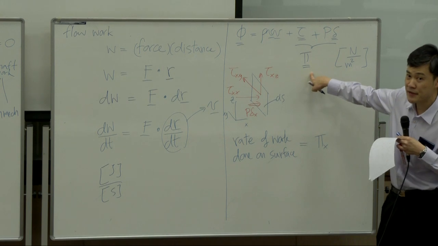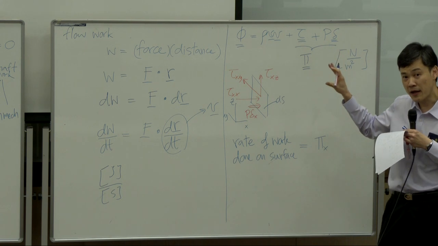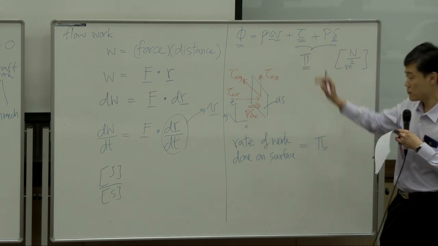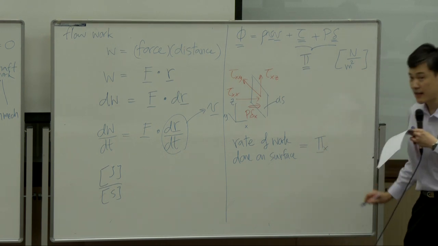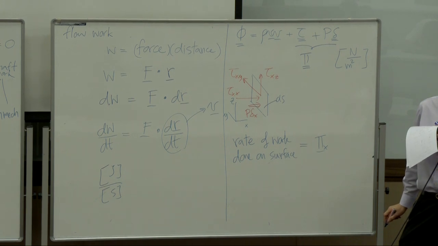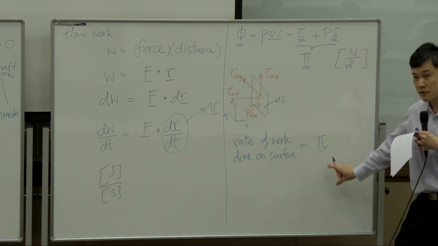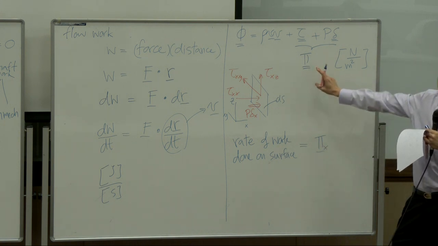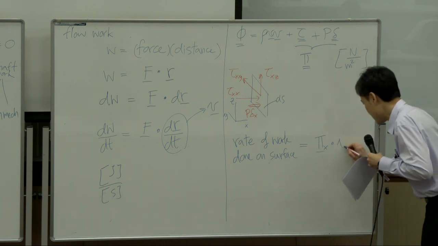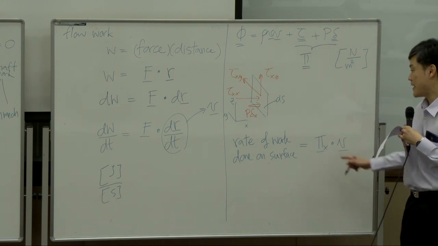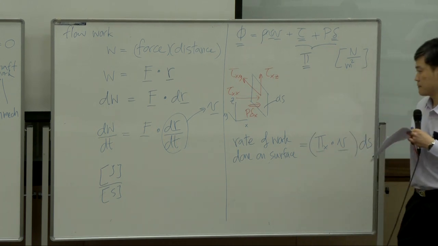Pi itself is a tensor. If you draw the tensor as a matrix, you get a 3x3 matrix. If you look at one row, that's pi x. Pi x would have three members. By itself, it is a vector. You can imagine pi x, pi y, and pi z to be vectors. Combine all these three, you get the tensor. So this is force dotted by velocity, which would be the rate of work. All right? Multiply by ds.